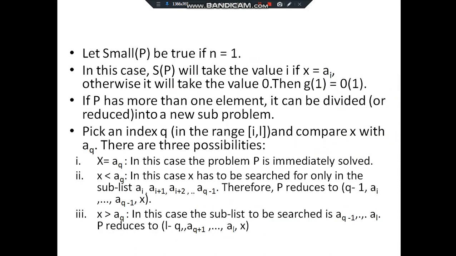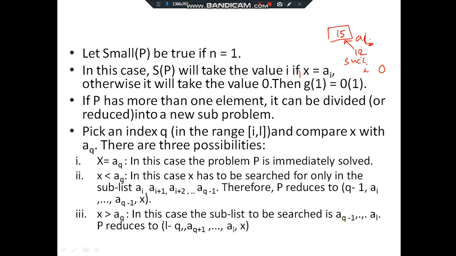So what is small p in this case? If my array contains a single element, let us say 15, and I am searching for 12, what I will do is directly compare this with the low index element, a[i]. If both of them are equal, then this is a successful search and we will return i. If both of them are not equal, at that time it is an unsuccessful search and we will return 0.